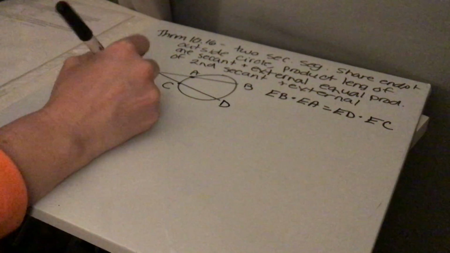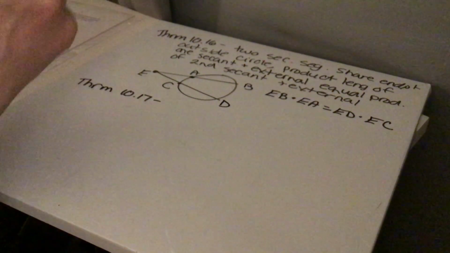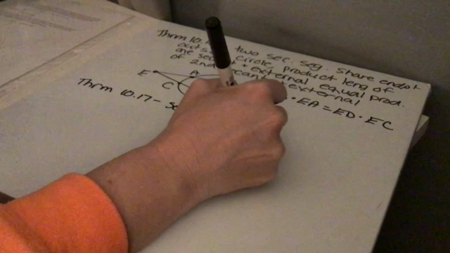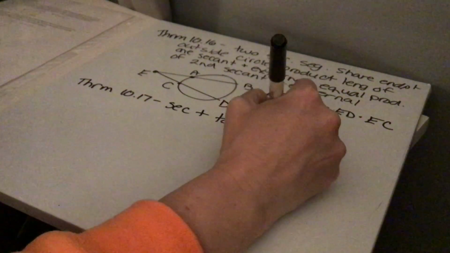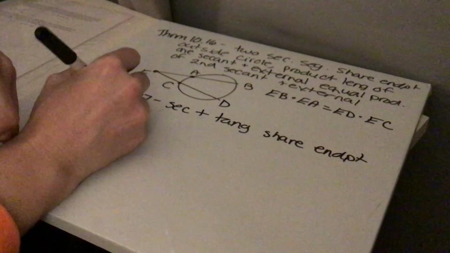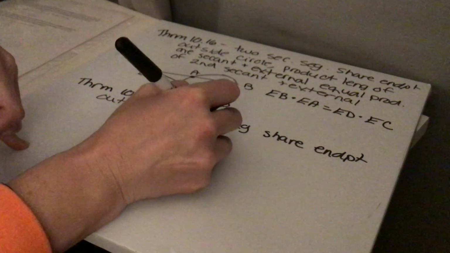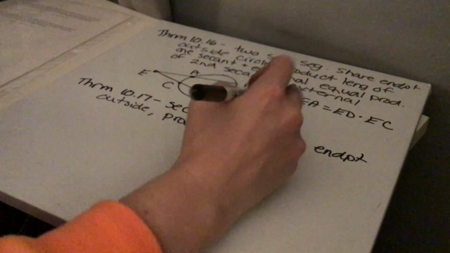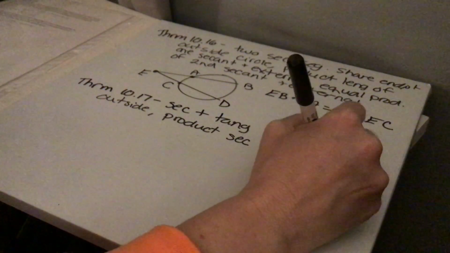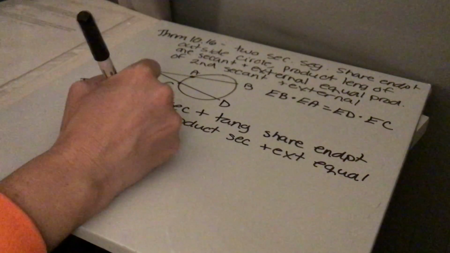And then theorem 10.17, talking about a secant and a tangent that share an endpoint outside. Then the product of the length of the secant and its external is going to equal the square of the tangent.